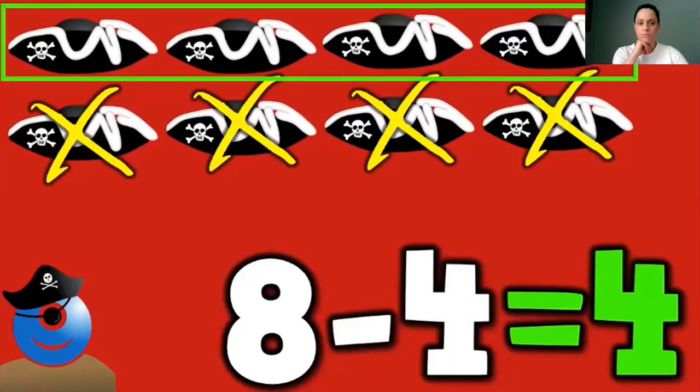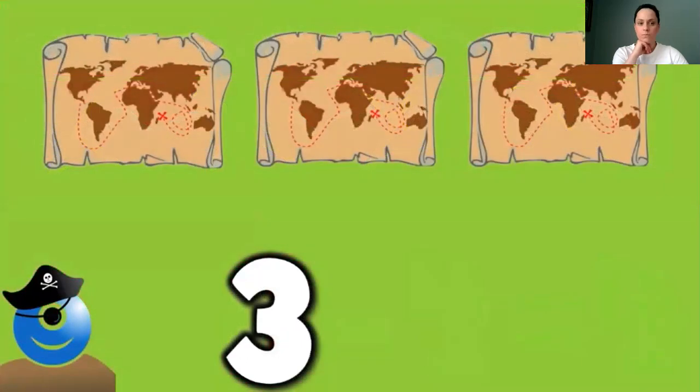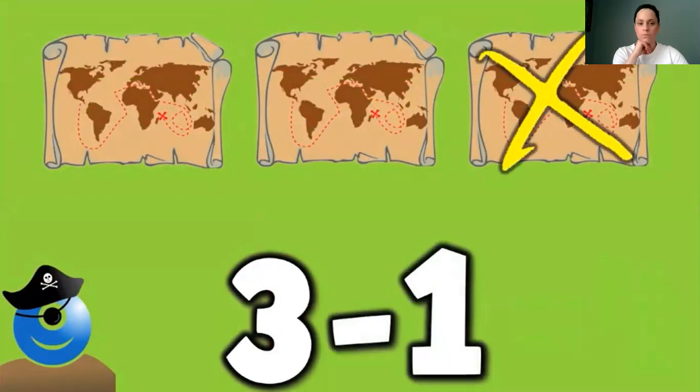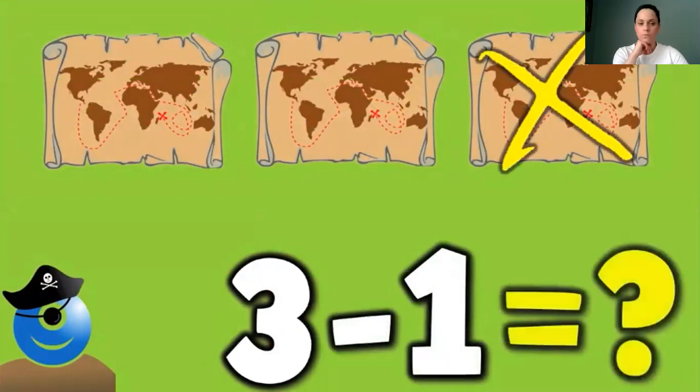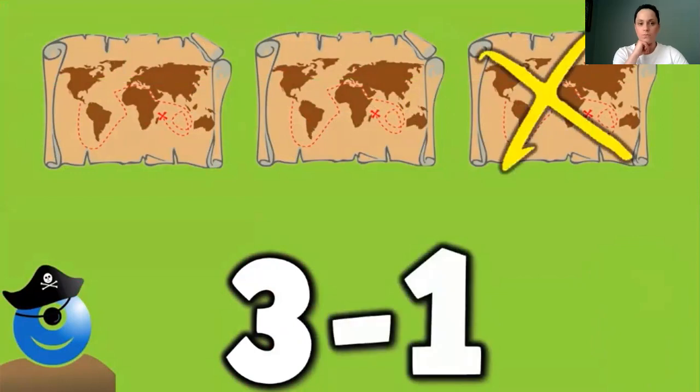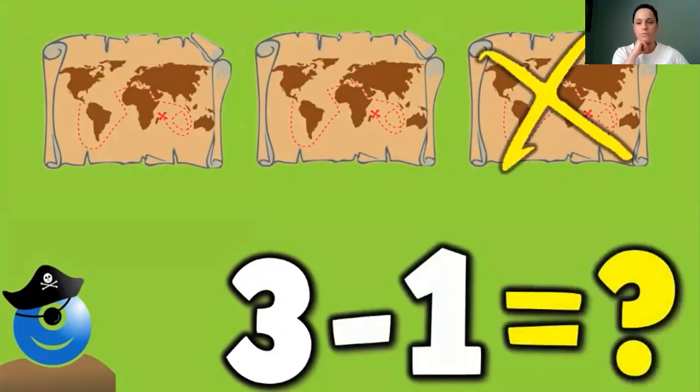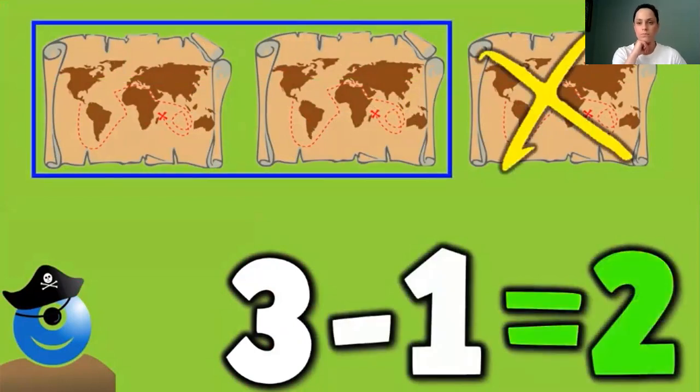Next story. One morning, I was looking carefully at my 3 pirate treasure maps. Then I realized that one of them was stolen by some terrible landlubber. Shiver me timbers. How many treasure maps did I have left over? Use your brains. 3 minus 1 equals 2. 2 treasure maps left.